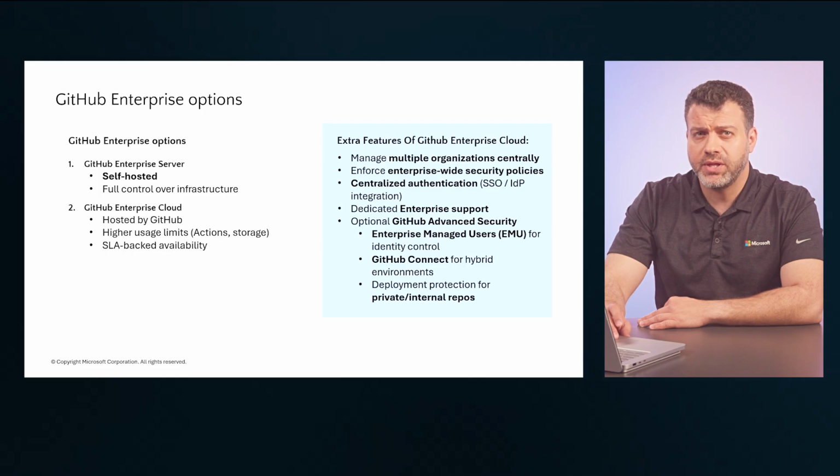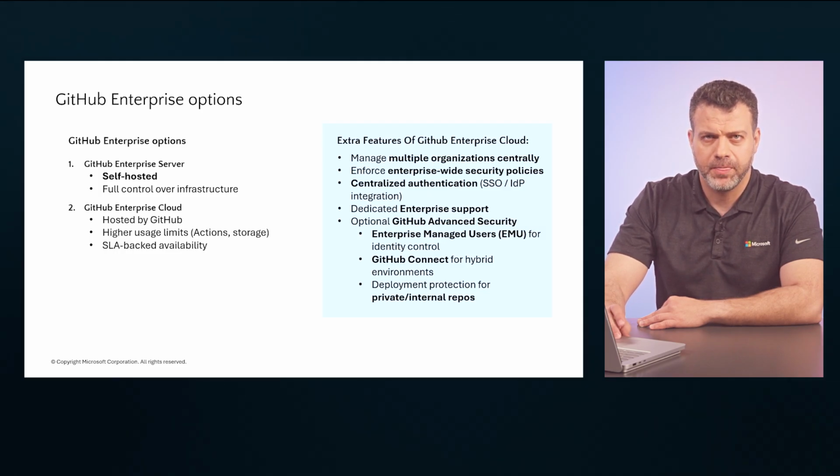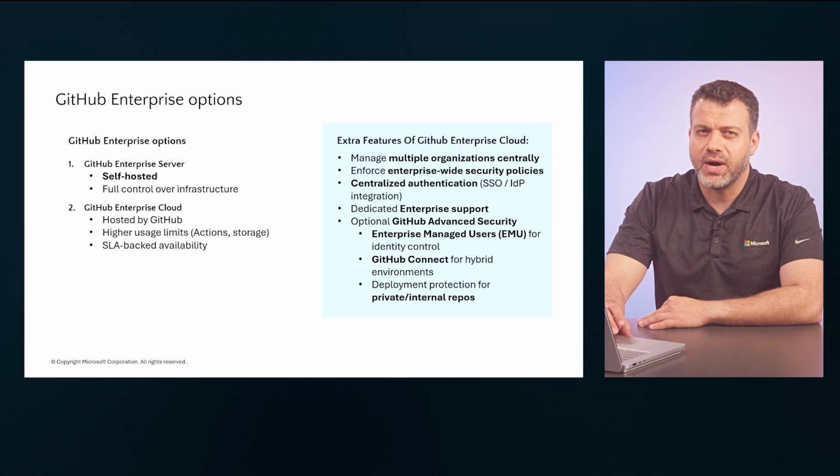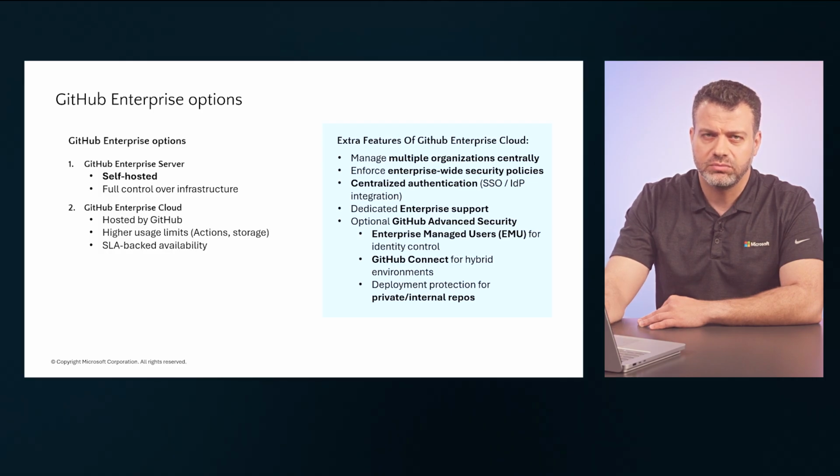There are two deployment options with it. You can either use Enterprise Cloud, which is GitHub hosted with higher limits and availability guarantees, or you can use Enterprise Server, which is self-hosted. It gives you full infrastructure control. It also includes some advanced capabilities, such as Enterprise Managed Users, EMU, and GitHub Connect, which enable centralized identity and hybrid scenarios. So GitHub Enterprise enables secure, scalable management across organizations with centralized governance and control.